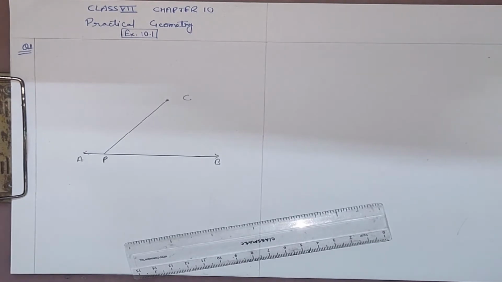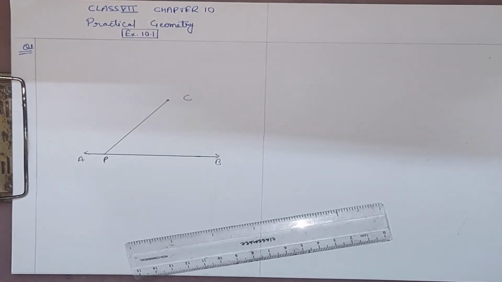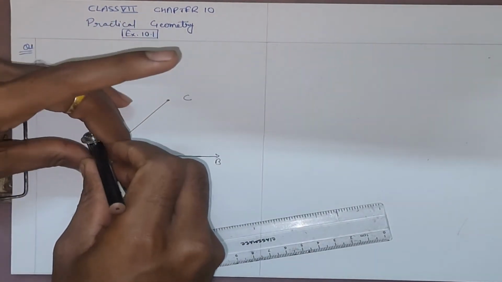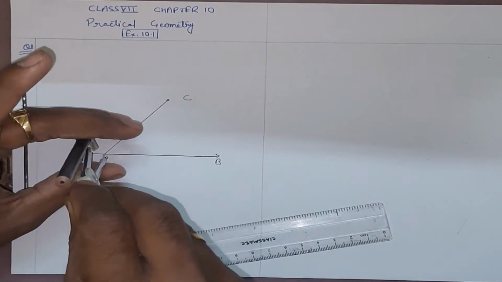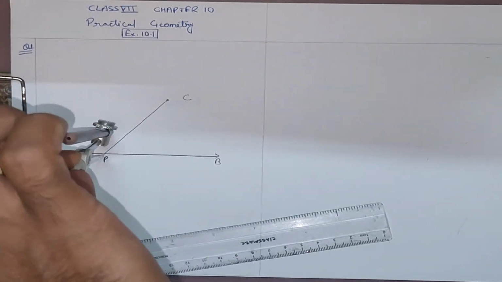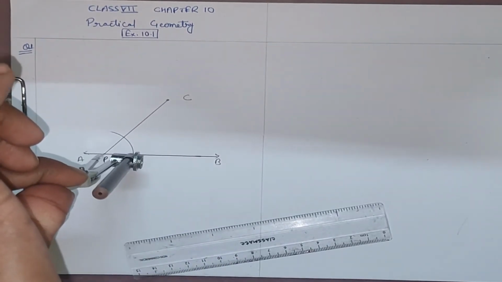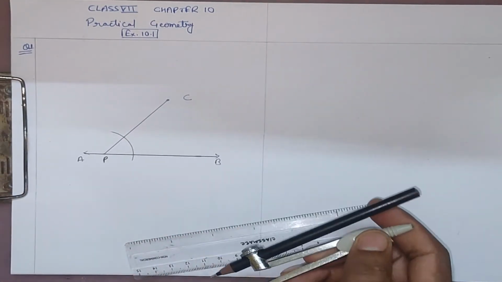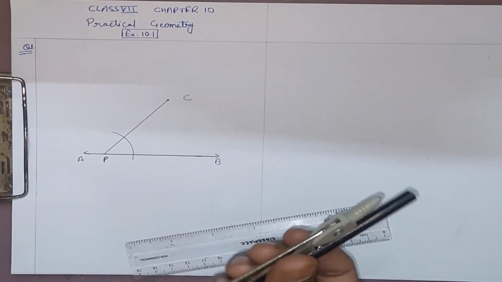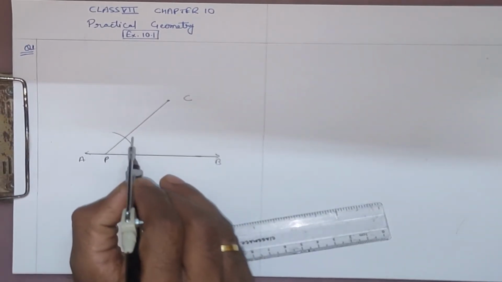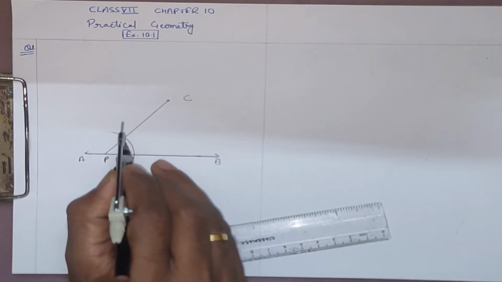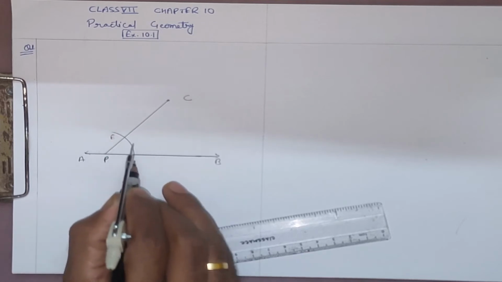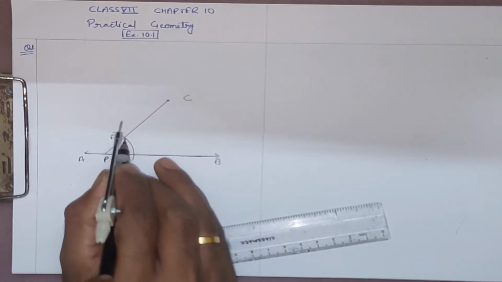Now we're gonna use the concept of alternate interior angles here. The first thing that we're gonna do is take P as a center, set up a convenient arc, whatever the convenient arc will be, and then draw it with the rounder like this. And when we did this, what happened? We got 2 intersection points, E and D. If you want, you can label them. These are the 2 intersection points.